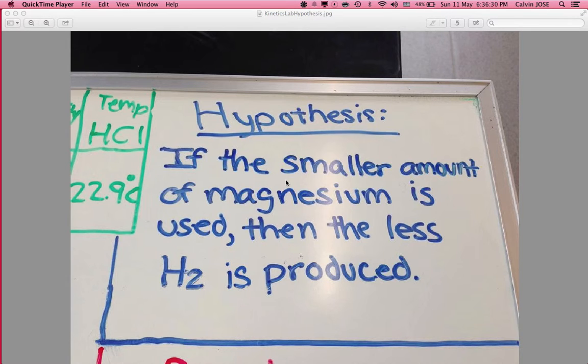So, this is our hypothesis, and our hypothesis was, if the smaller amount of magnesium is used, then the less H2 is produced.